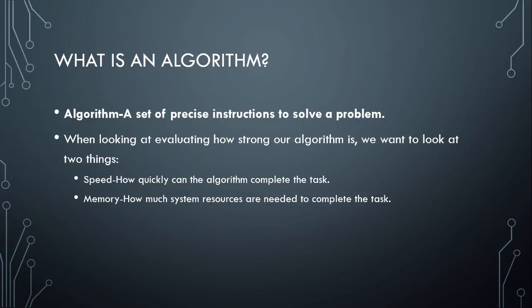First off, the speed. How quickly can the algorithm complete the task? And when we're talking about speed, we're not talking about seconds or minutes. I mean, yeah, it might take that, but generally speaking, we're looking at even down to the millisecond or the nanosecond. Memory. How much system resources are needed to complete the task? You might have an algorithm that's super fast, but takes a lot of system resources, and so you would need a much more powerful machine.